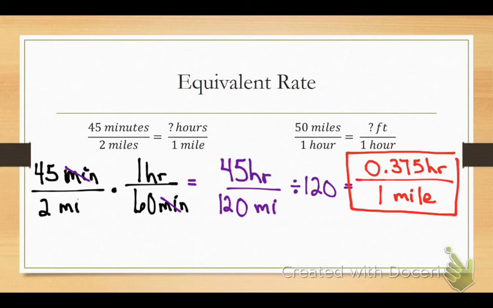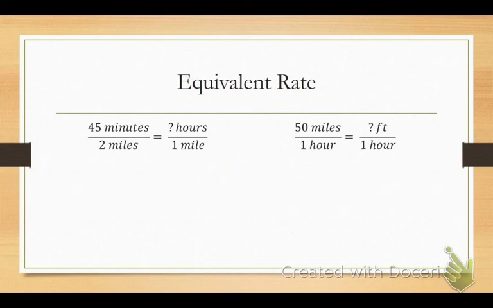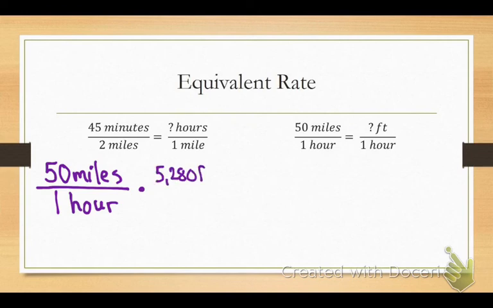All right, now do the last one. Completely on your own. When you have the answer, I want you to raise your hand so I can check it. So 50 miles in 1 hour. What is my conversion factor? 5,280 feet over 1 mile. Did you write it like that?